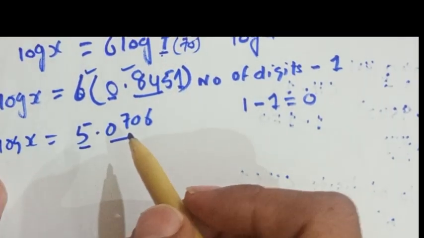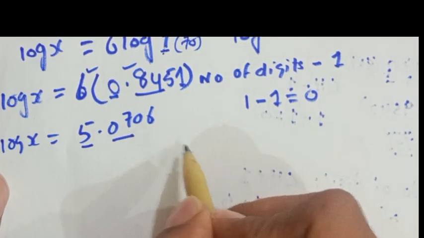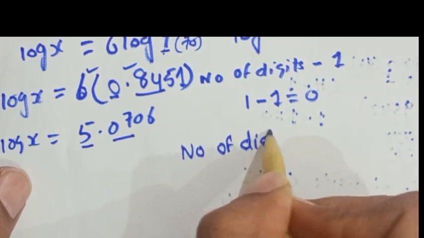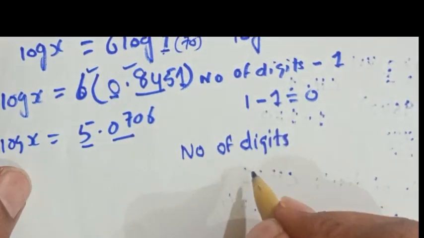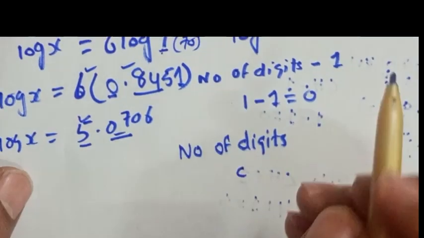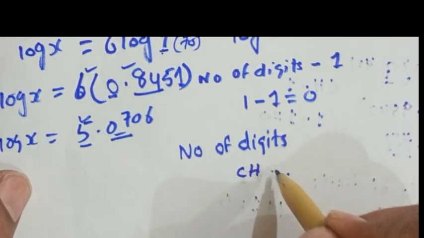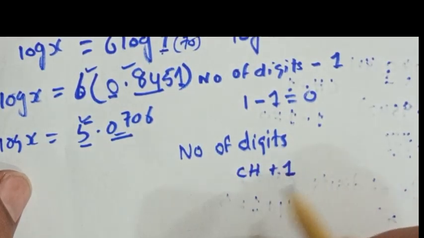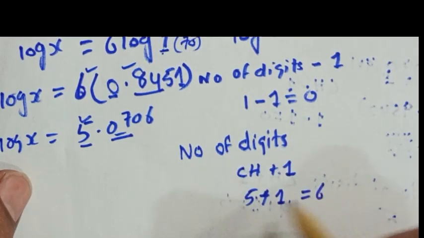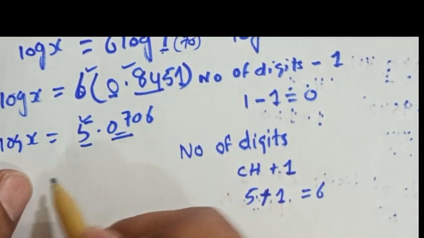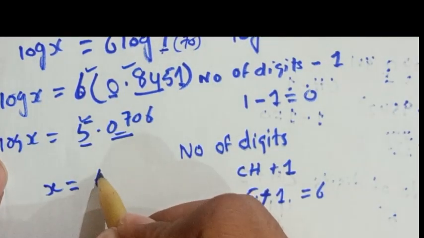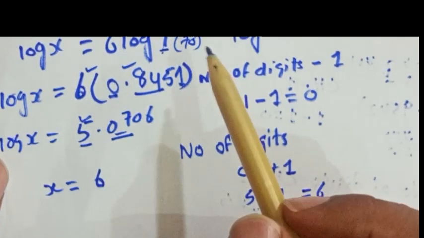In this step, now I will find out the number of digits. For finding out the number of digits, I will take the characteristic, that is 5, and leave the mantissa. So my characteristic plus 1, 5 plus 1, is 6. So the number of digits in 7 power 6 is 6.